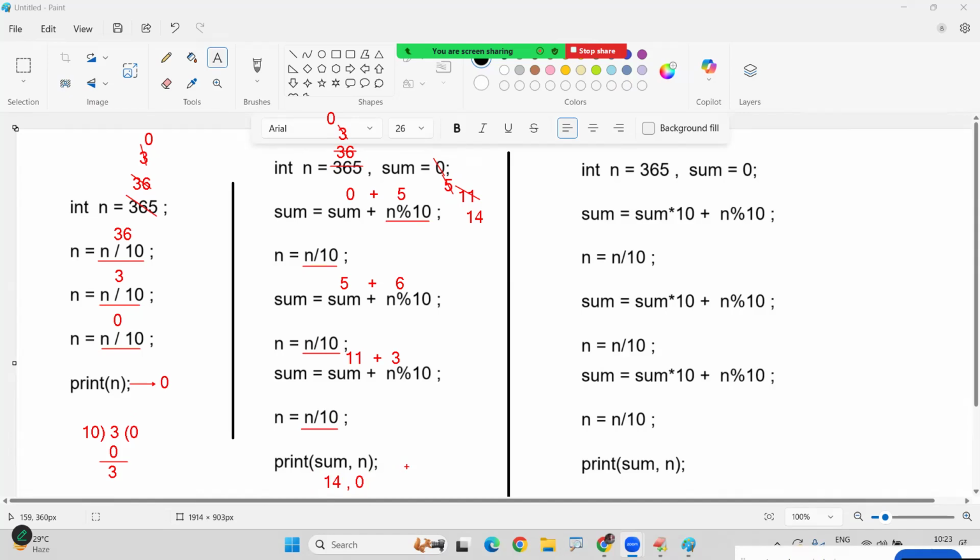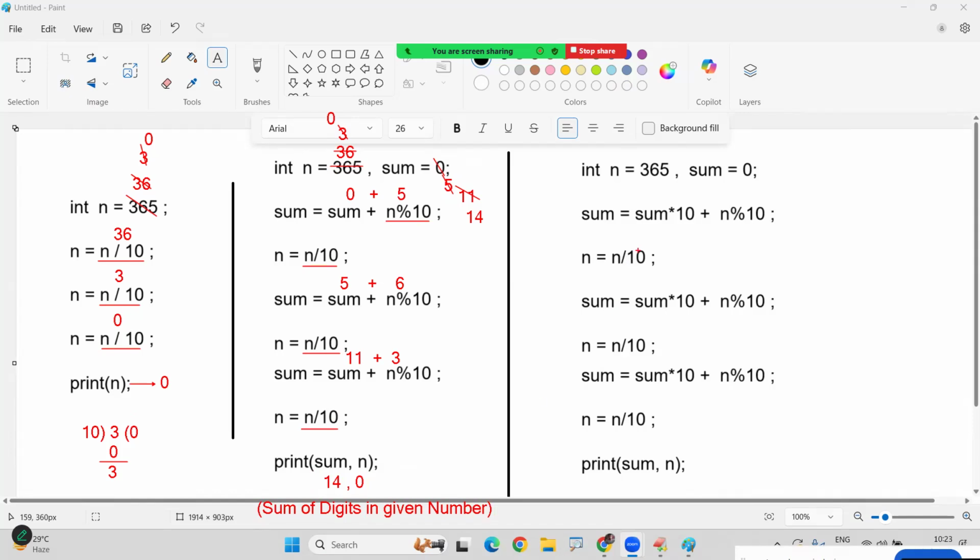See what is happening here? Sum of digits: 3 plus 6 plus 5, 14 came. Simply, which program is it if you want to write it in a while loop? I'll explain again. Sum of digits of a given number is the program.